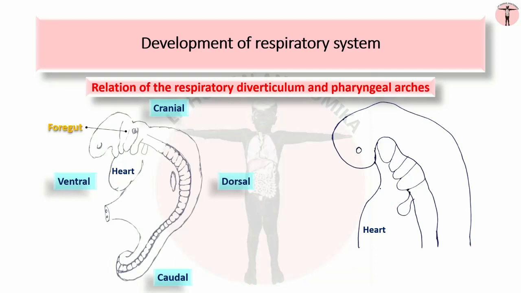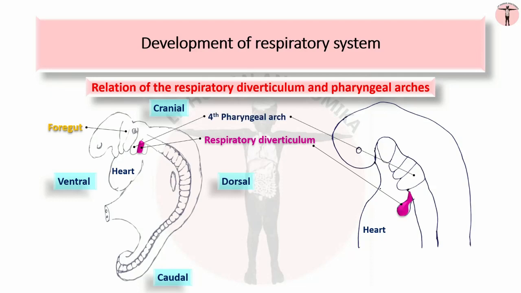If you observe this embryo, you can see the 5 pharyngeal arches. The respiratory diverticulum develops between the 4th pharyngeal arch and the 6th pharyngeal arch. Please observe that the cardiogenic area and the development of the respiratory system are very close to each other.